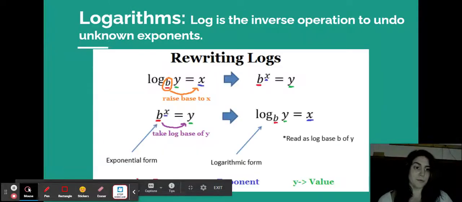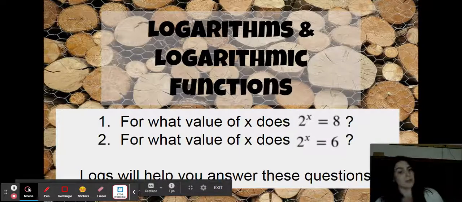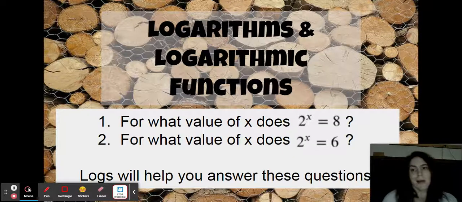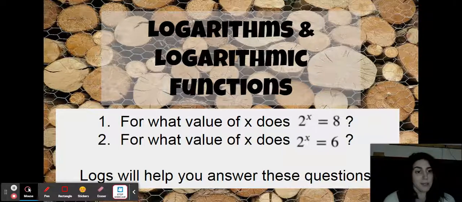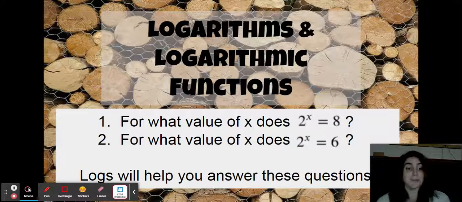All right, guys, so we are going to start learning about logs, not the logs you cut down from trees, but a function called logarithmic functions. Logs are actually the inverses of exponents. So these two questions here, 2 to the x equals 8, you might know that that's 3, right? 2 to the third power equals 8 because 2 times 2 times 2 is 8.